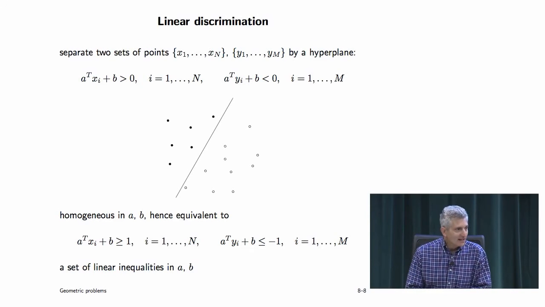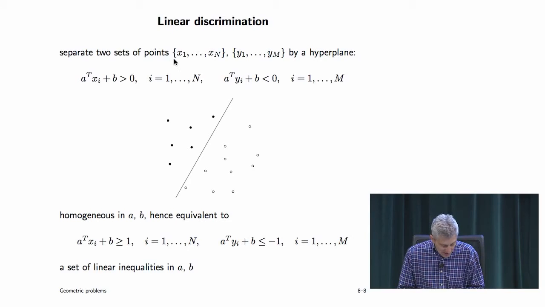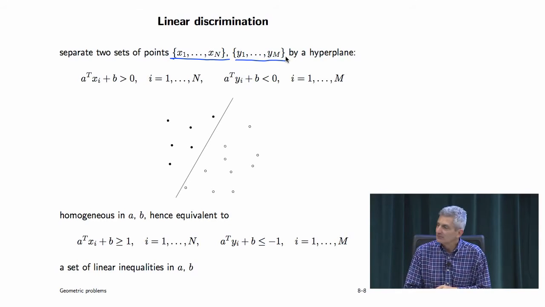Another topic is linear discrimination. And if you've had a course on machine learning or something like that, or modern statistics, you've seen things like this. So, here's the problem. This is actually also quite an old problem. I think it goes back at least to the 40s, something like that.